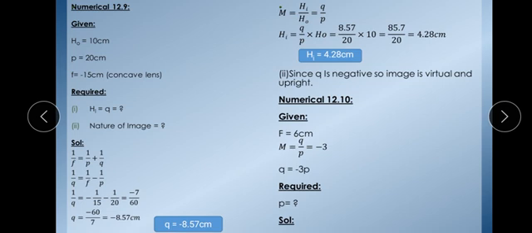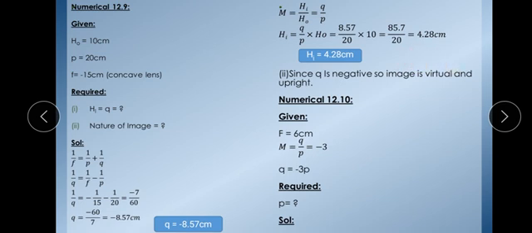So in the next step, as we know, m is equal to h of I over h of O is equal to q by p. To calculate hi, the same previous relation is used. Hi is equal to q by p multiply ho. Putting the values of q by p, 8.57 divided by 20 multiply h of O which is 10. It will become 85.7 by 20, which is equal to 4.28 centimeter, the height of image.